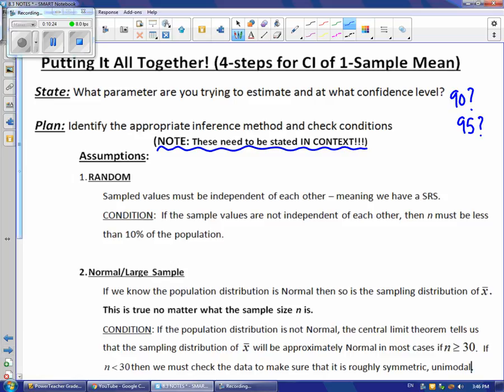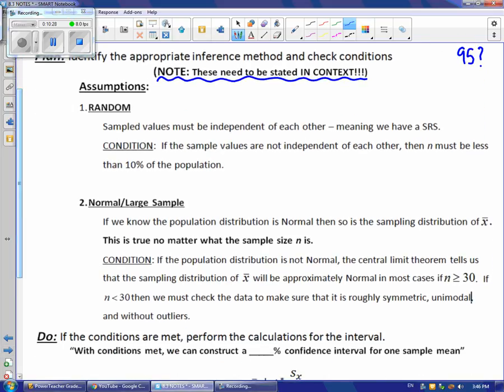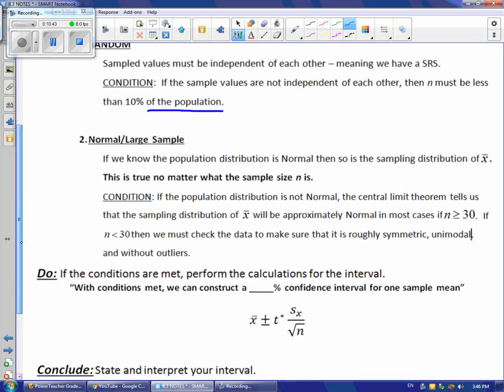So our first assumption, we need to have a random sample, okay? Or our values, also known as being independent of each other. If we don't know that our sampled values are independent, then our sample size needs to be less than 10% of the population. Just like we had in Chapter 7, nothing's changed there.